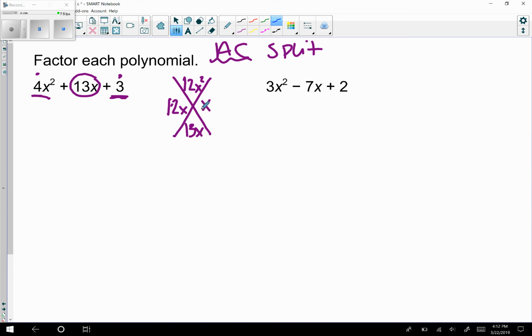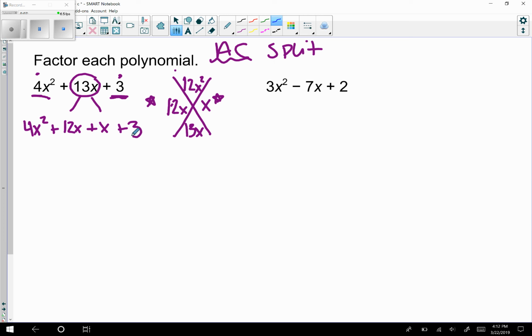Okay, now here's where the split part comes in. So we did A times C, that's that 12x squared up there. Where the split is happening is you're taking that 13x and you're splitting it into these two factors. Okay, so let me just take a second. I'm going to rewrite. So I'm going to write down 4x squared plus 12x plus x, and then plus 3.